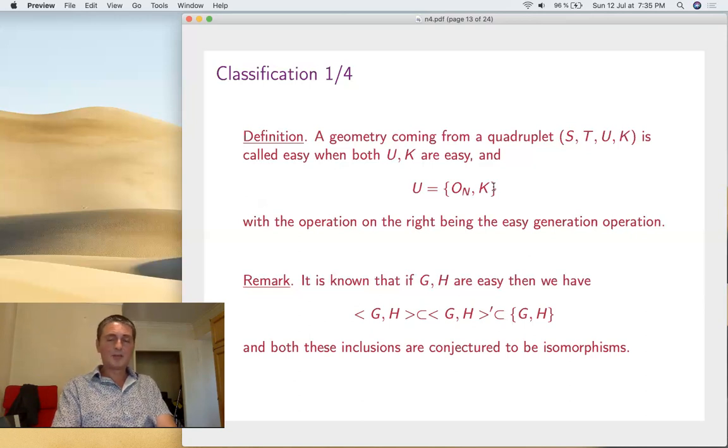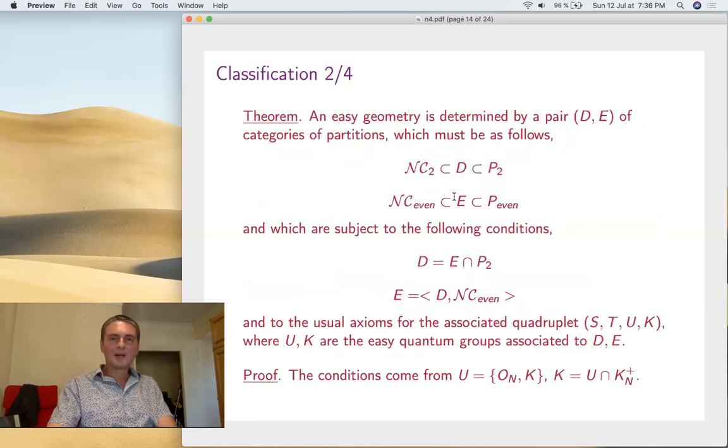So easy geometry means that you get an easy and that the stronger version of the soft generation happens. Okay, now of course, I remind you, easy quantum groups only depend on partitions, right? So we have two easy quantum groups U and K. So if we call D and E the corresponding categories of partitions, this must satisfy this and this. I mean, D is for the unitary thing, it must be pairings. E is for the reflection groups, must be partitions with even blocks.